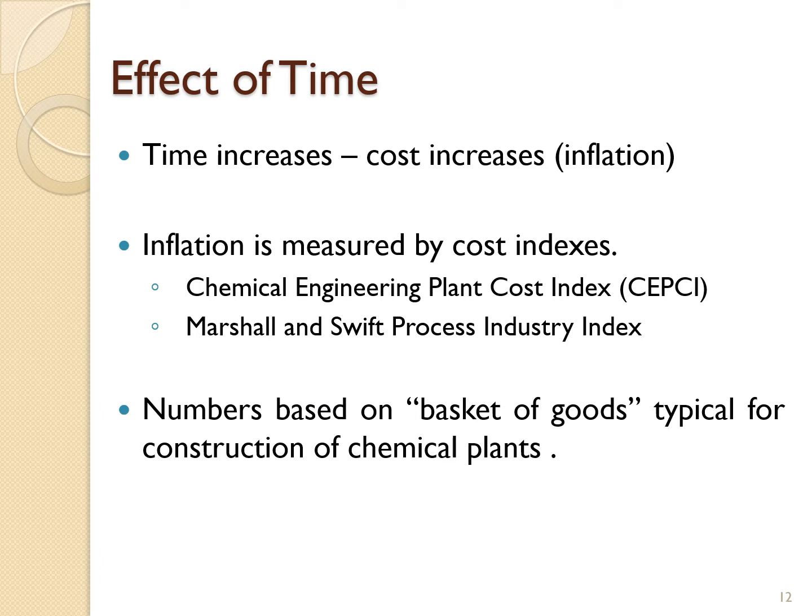So just now we already discussed the effect of size. Now we will go to effect of time. This is the third method in estimating the cost of equipment. As time increases, the cost of the equipment will increase due to inflation. Inflation is measured by cost indexes, which we currently use: the Chemical Engineering Plant Cost Index, CEPCI, and also the Marshall and Swift Process Industry Index. These two are the commonly used indexes currently, but there are other types of indexes that can be used.